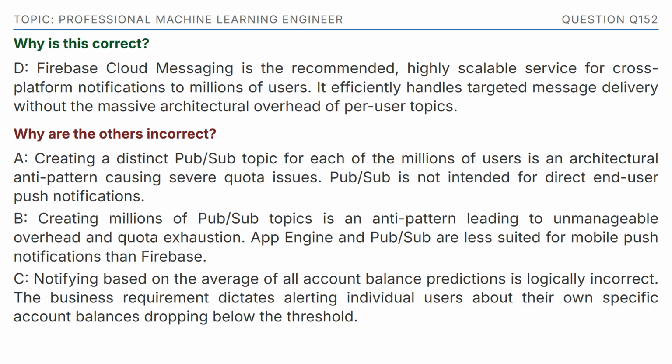A. Creating a distinct Pub/Sub topic for each of the millions of users is an architectural anti-pattern causing severe quota issues. Pub/Sub is not intended for direct end-user push notifications. B. Creating millions of Pub/Sub topics is an anti-pattern leading to unmanageable overhead and quota exhaustion. App Engine and Pub/Sub are less suited for mobile push notifications than Firebase. C. Notifying based on the average of all account balance predictions is logically incorrect. The business requirement dictates alerting individual users about their own specific account balances dropping below the threshold.